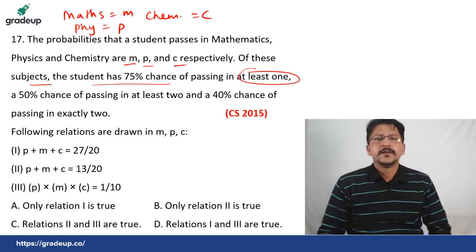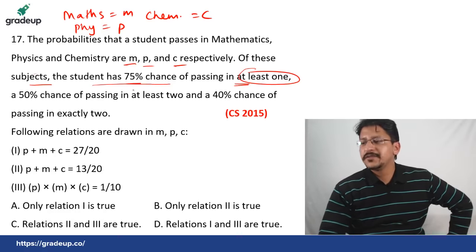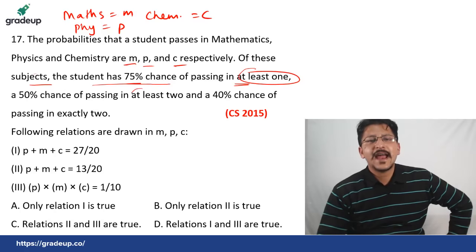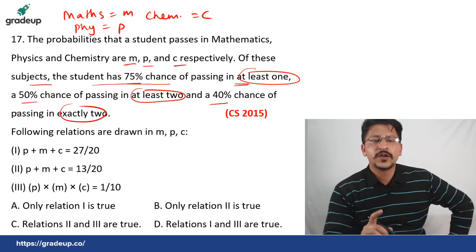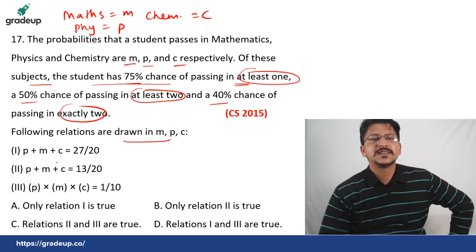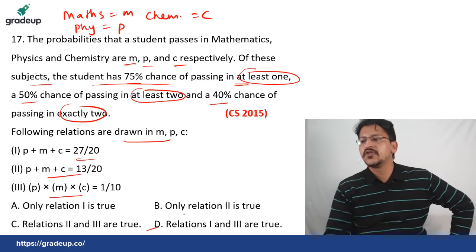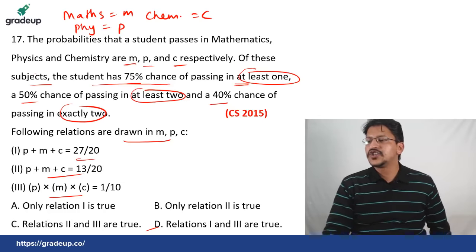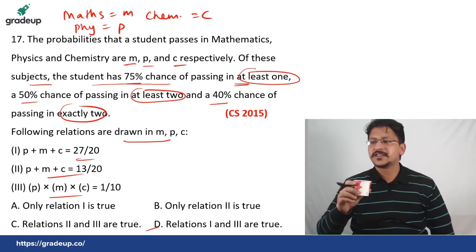Okay, so read this. Passing in at least one has a chance of 75%. Passing in at least two is 50%, and there is a 40% chance of passing in exactly two. So the following relations are drawn in M, P and C, that is P plus M plus C equal to this and this. You have to give me the answer: which of these relations are correct?